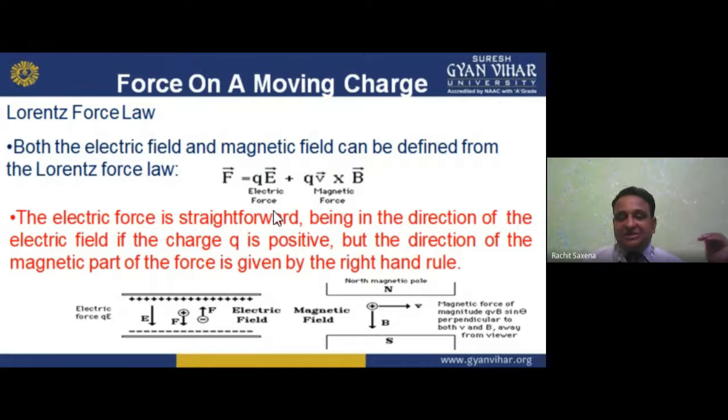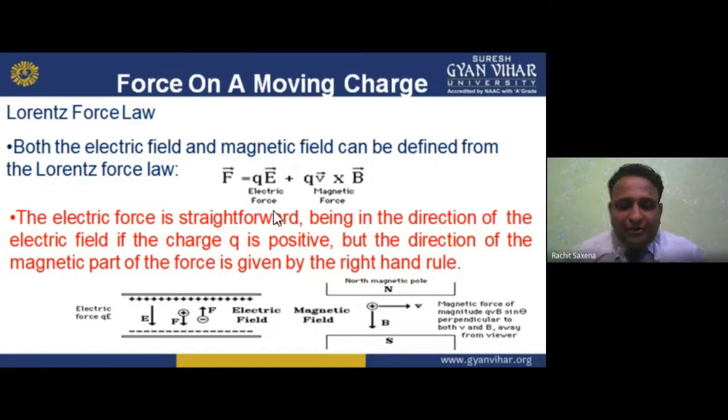Now the electric force is straightforward. It works in a straight direction, being in the direction of the electric field if the charge q is positive. But the direction of the magnetic part of the force is given by the right hand rule, my dear student.